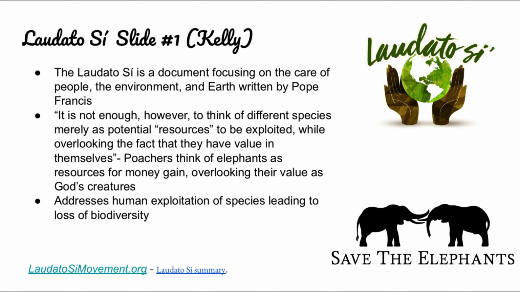The Laudato Si is a document focusing on the care of people, the environment, and Earth, written by Pope Francis in 2015. One line from the Laudato Si says, "It is not enough, however, to think of different species merely as potential resources to be exploited while overlooking the fact that they have value in themselves." This connects to the poaching of elephants. Poachers think of elephants as resources for money gain, overlooking their value as God's creatures. In turn, the document addresses human exploitation of species leading to loss of biodiversity.